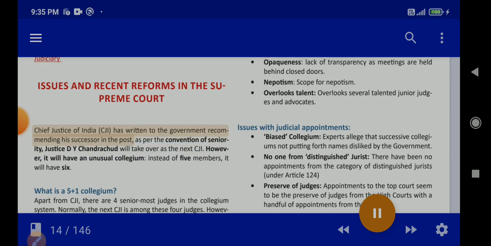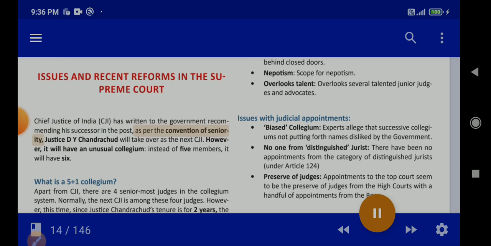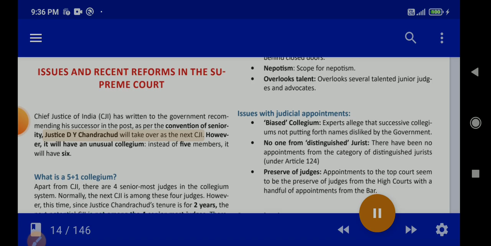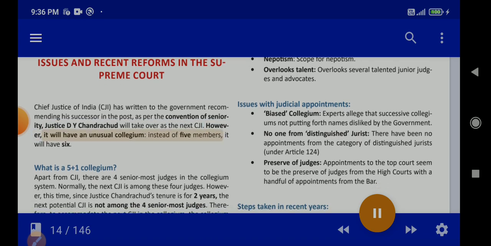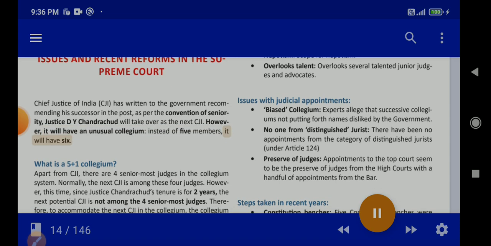Judiciary. Issues and recent reforms in the Supreme Court. The Chief Justice of India, CJI, has written to the government recommending his successor in the post. As per the convention of seniority, Justice D.Y. Chandrachud will take over as the next CJI. However, it will have an unusual collegium. Instead of 5 members, it will have 6.